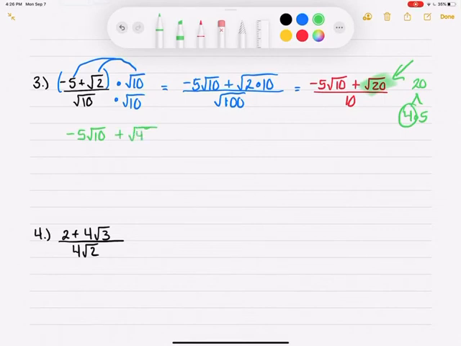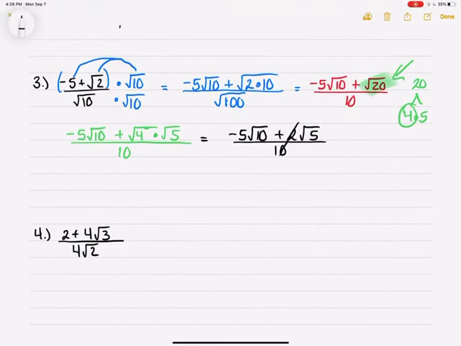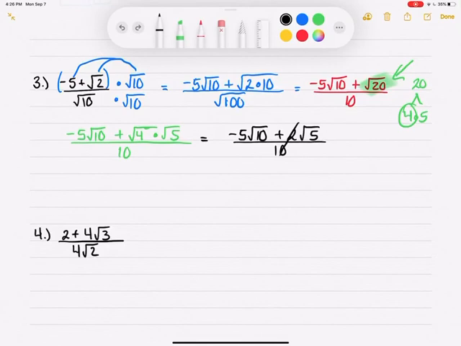So this is going to become negative 5 square roots of 10 plus the square root of 4 times the square root of 5 over 10. And remember, the square root of 4 is 2. So in the end, I have negative 5 times the square root of 10 plus 2 square roots of 5 over 10. And I cannot reduce negative 5 and 10 because I cannot reduce 2 and 10 in the same way, meaning not everything is divisible by the same number. I could reduce them individually, like I can reduce 5 and 10, and I can reduce 2 and 10, but not by the same number. So this is where my answer is going to be.